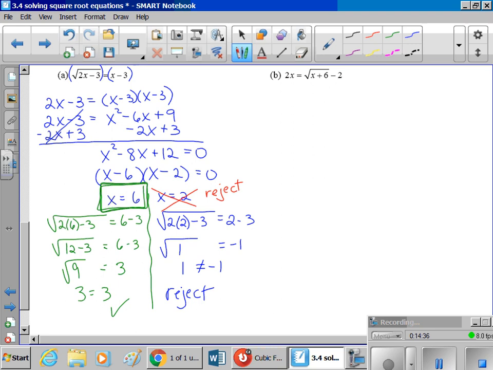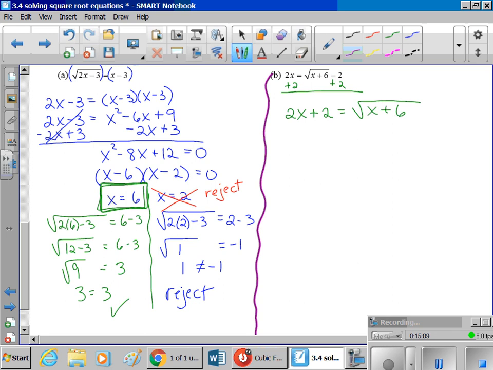All right, one of them should check. All right, now taking a look at B, we're going to do the same thing here. So in this case, the radical is not isolated. So let's add 2 to both sides, and I get 2x plus 2 is equal to radical x plus 6. And if you don't like the radical on the right, you can flip-flop them. But as soon as we square both sides, everything gets happier.